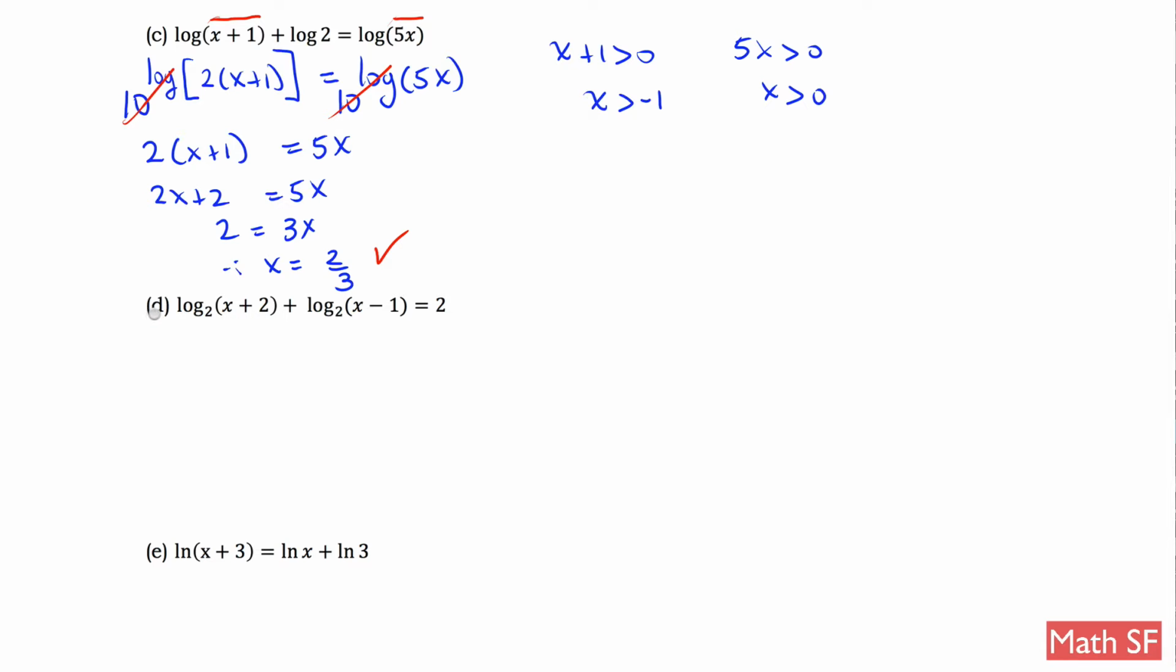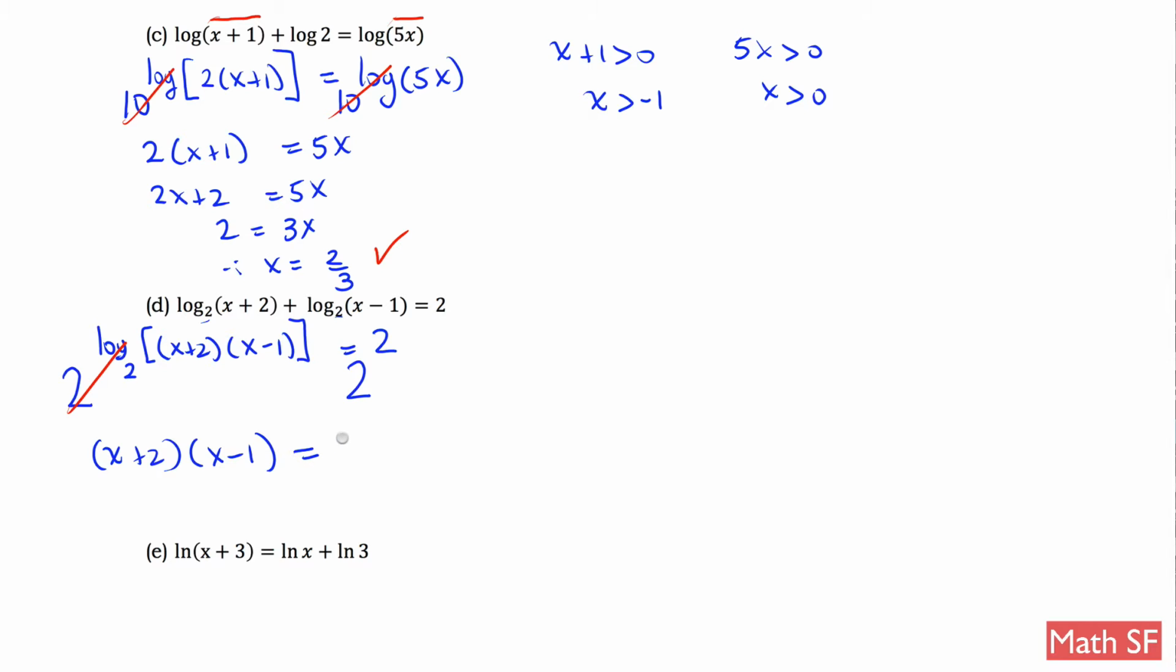Let's use the same approach to do part D. Because they have the same base, I'm going to put these together. So I'm going to write log, with the base 2, of the product of these, so I'm going to put a big bracket: x plus 2 and x minus 1, all of this equals 2. Now to get rid of this log, remember the base is 2, so I put a big 2 here and a big 2 here. So this goes away, and I have x plus 2 times x minus 1 equal to 2 to the 2, which is 4.